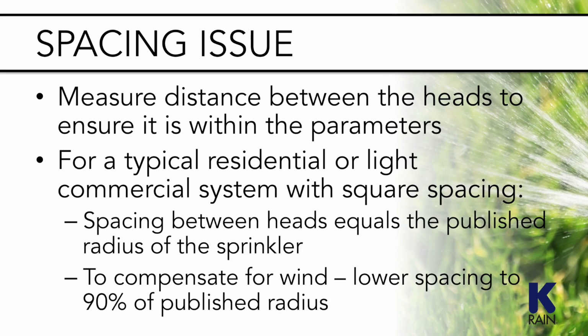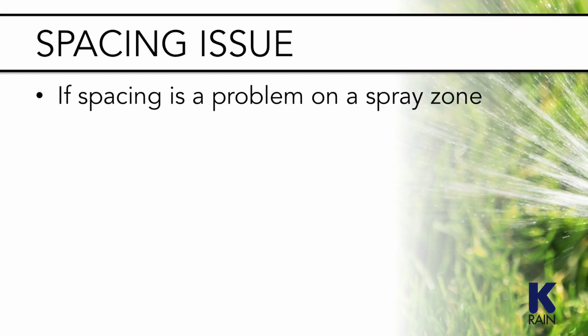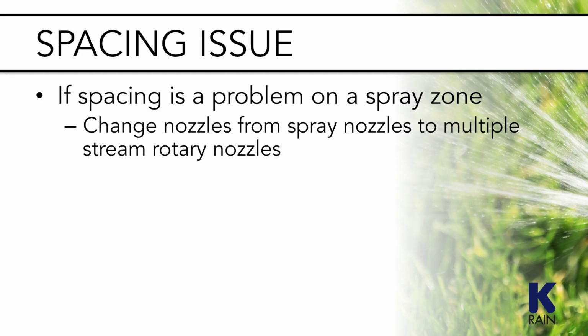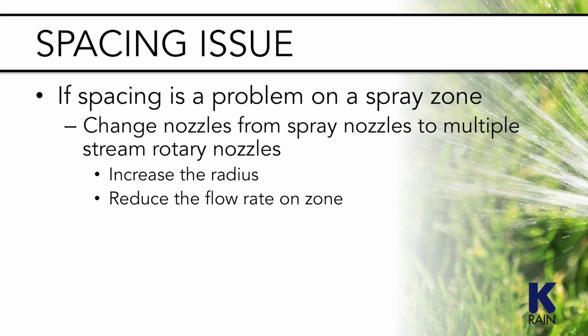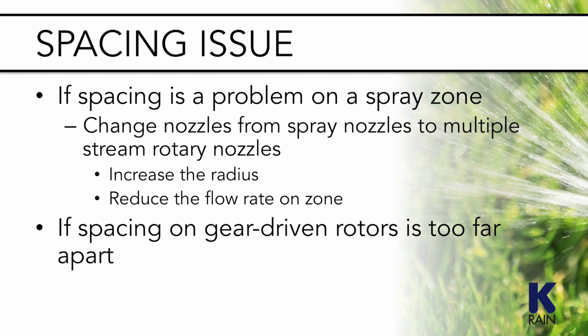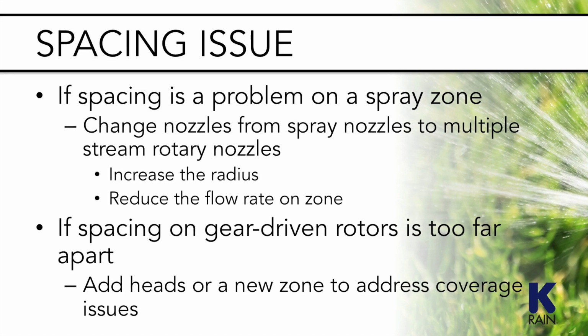If the sprinkler spacing is a problem on a spray zone, you can change nozzles from spray nozzles to multiple stream rotary nozzles. This will both increase the radius and reduce the flow rate on the zone. If you are facing gear-driven rotors that are placed too far apart, you may need to add heads or a new zone to address coverage issues.